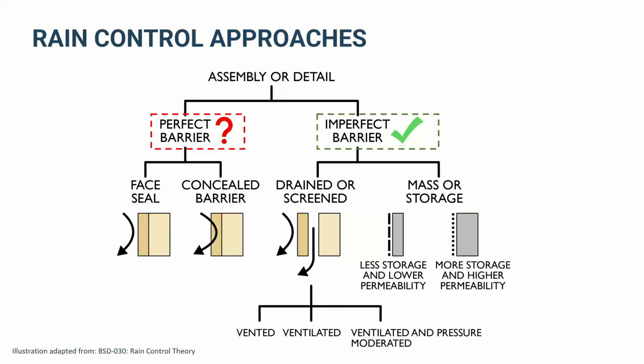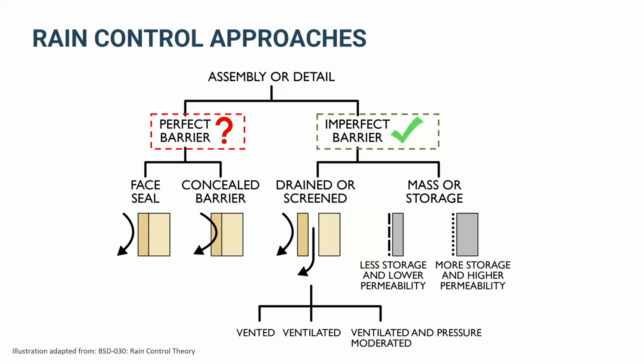So this could be like a face sealed system. A good example of this would be glass, right? Glass on our windows is a perfect barrier. It is face sealed in the sense that it is the outermost layer that you can touch that is controlling the water. Or the other approach is a concealed barrier. This could be like basically an old school stucco over building paper. The building paper would be your concealed barrier, right? That's our water control, and we want that to be perfect.